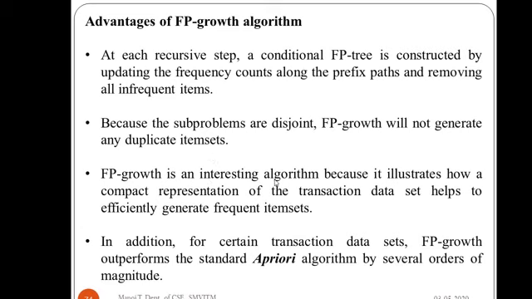FP growth is an interesting algorithm because it illustrates how a compact representation of the transaction data set helps to efficiently generate frequent item sets. In addition, for certain data sets, the FP growth algorithm outperforms the standard Apriori by several orders of magnitude. So these are a few advantages of the FP growth algorithm: updating the frequency counts, removing the infrequent items, disjoint subproblems that avoid duplicate item sets, and compact representation.